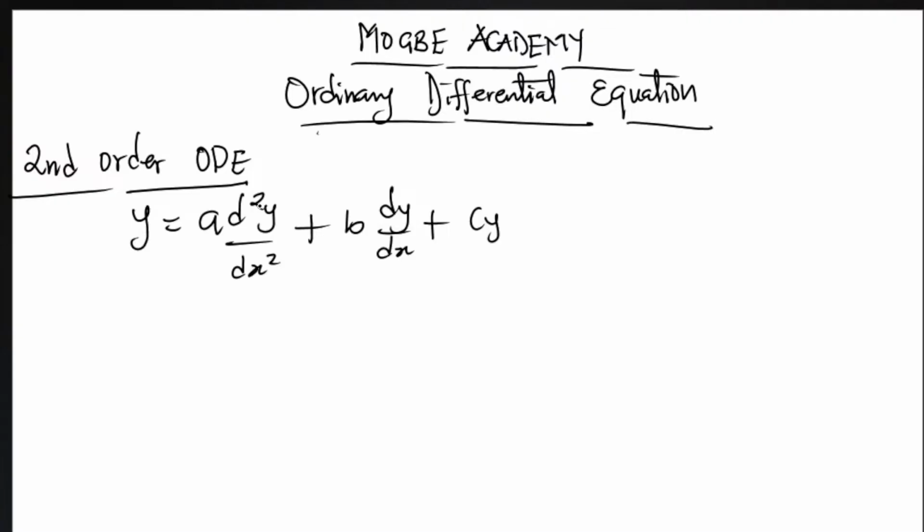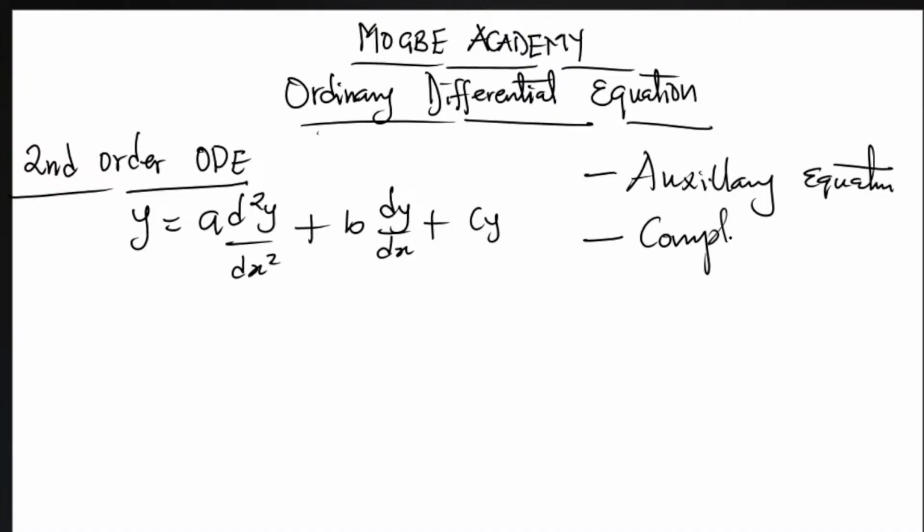Now, when we are considering your second order ordinary differential equation, there are some parameters we need to know. The first parameter is what we call our auxiliary equation. As this course will be going on, you'll be hearing more about auxiliary equation, and you need to note what auxiliary equation is and how to apply it. Are we together? Now, another parameter which we need to consider is what we call our complementary function.